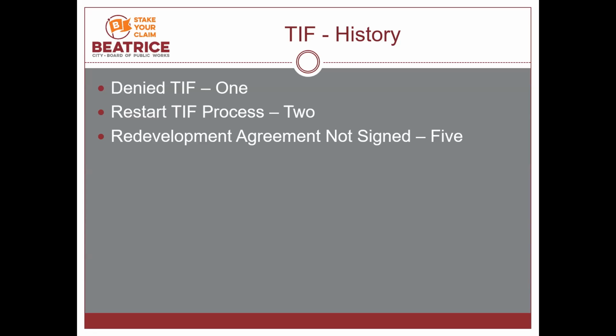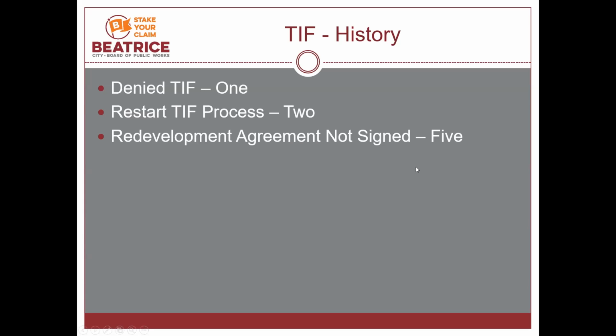We've had two that we made restart the TIF process. They went through it once, got to the point where they did not sign the redevelopment agreement. It lingered for a couple of years before they were really ready to get started again. We made them start the process over just to make sure that everybody was on board and understood what the project was and how this thing was going to work. And right now we have 5 different TIF projects that the city has approved, and we're waiting for the developer to sign the redevelopment agreements.